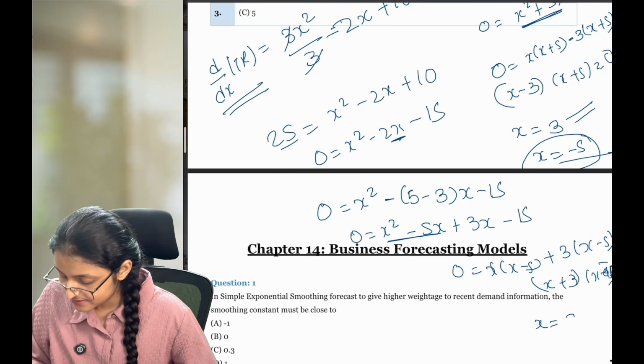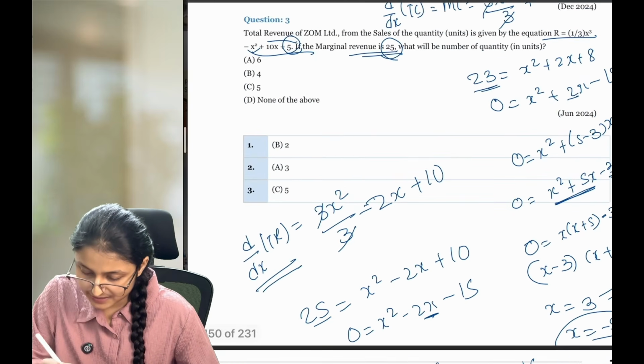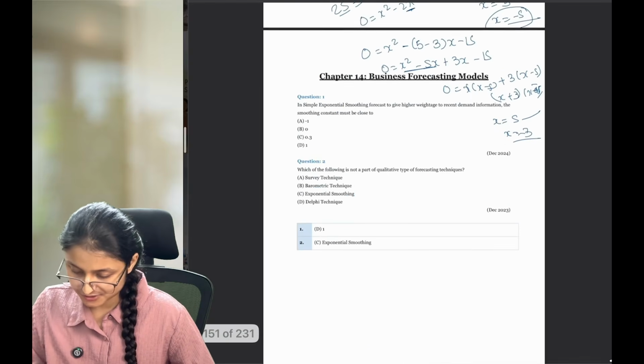With this, I can get x is equal to 5 and x is equal to minus 3. X cannot be negative, hence x is equal to 5 is the correct answer. And with this, we completed our chapter number 13 also, that is business application of maxima and minima.